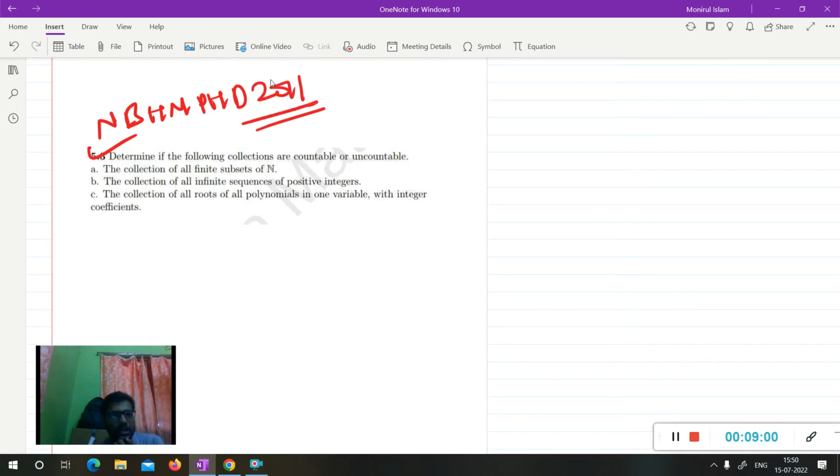Okay, determine whether the following sets are countable or uncountable. First, the collection of all finite subsets of N. This was done in a previous video, but let us recall it.